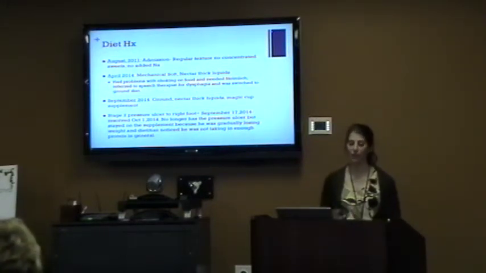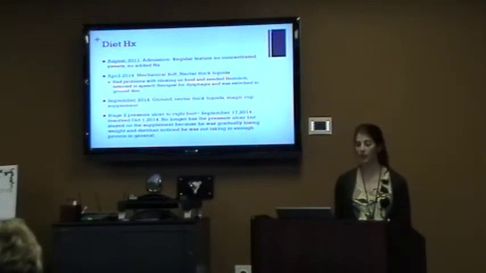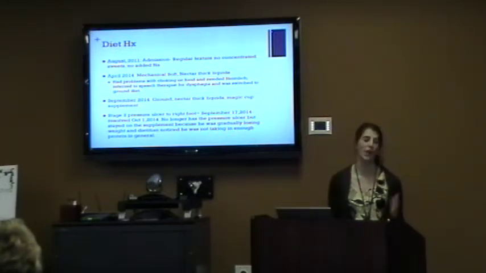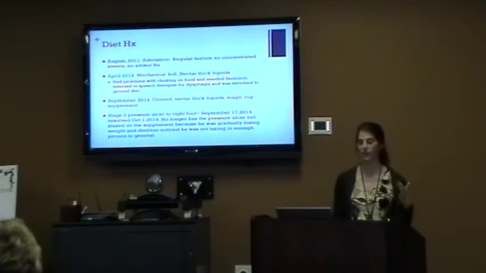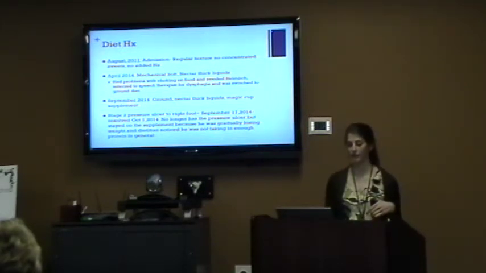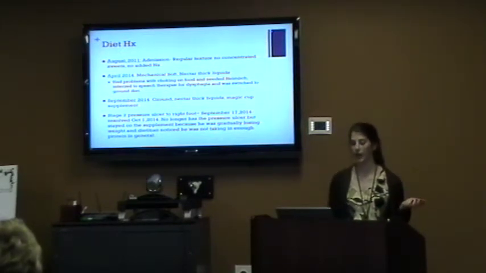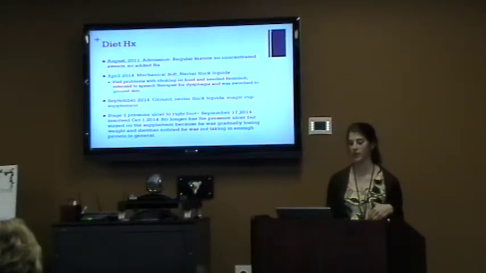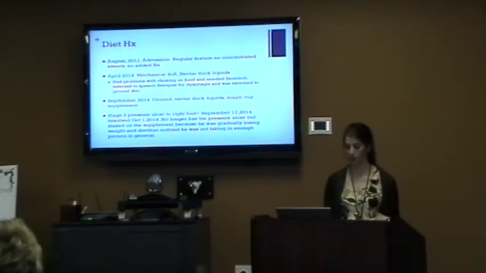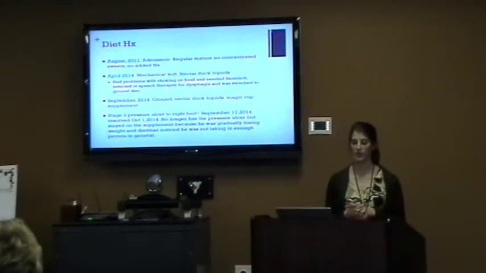So going through his diet a little bit, I won't go completely through it, but at admission he was on a regular textured diet, then he downgraded to a mechanical soft because of his decrease in his ability to swallow. And then he went down again in 2014 to a ground diet with nectar thick liquids with a magic cup because he had a pressure ulcer. And now currently he is on a ground diet.